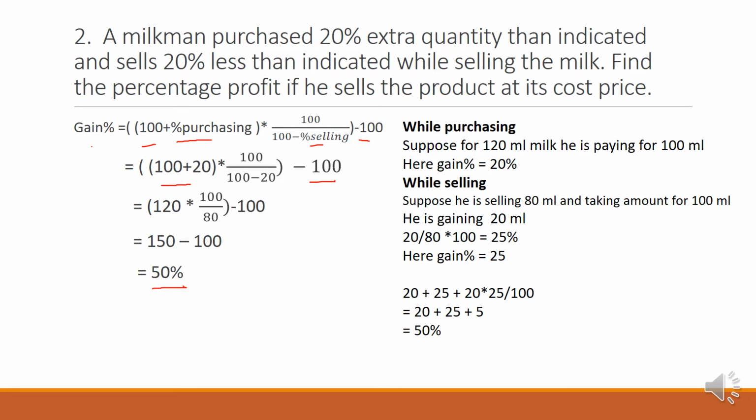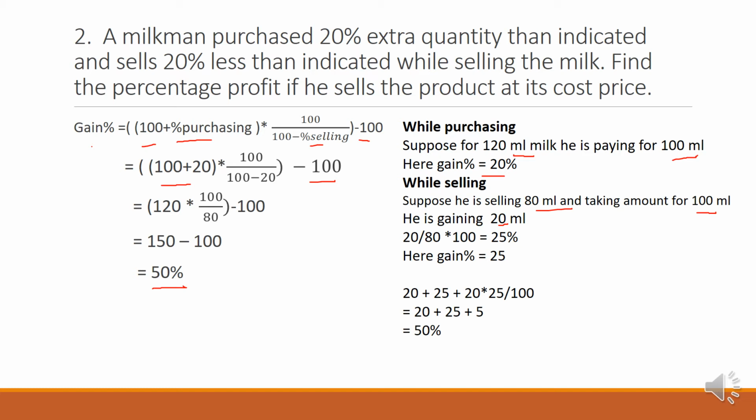So we can solve this using another method. Suppose while purchasing, he is purchasing 20% extra quantity than the usual. So suppose he is taking 120 ml milk, he is paying for 100 ml. So his gain percentage is 20%. While selling, he is selling 80 ml and taking amount for the 100 ml. He is gaining here 20 ml.